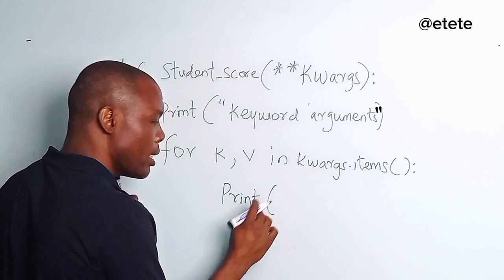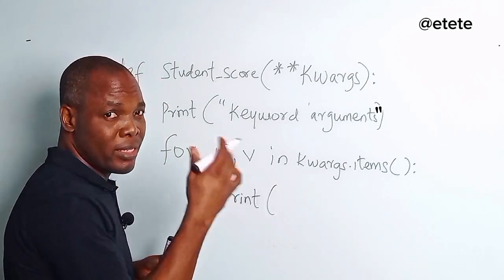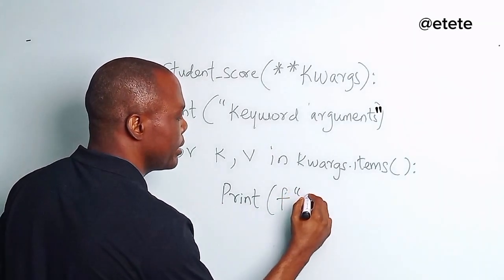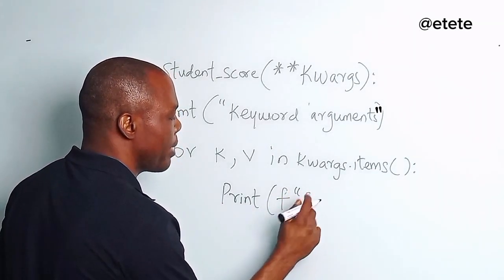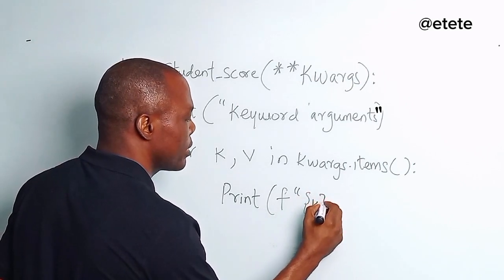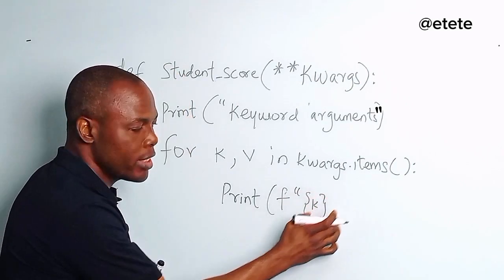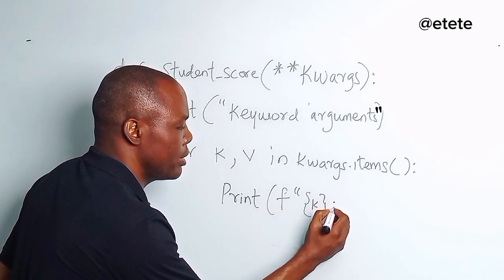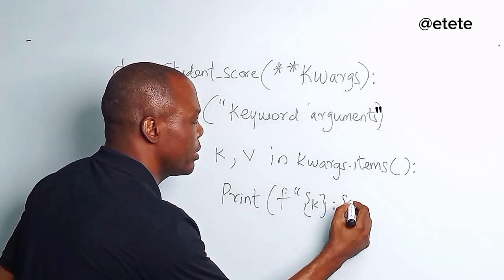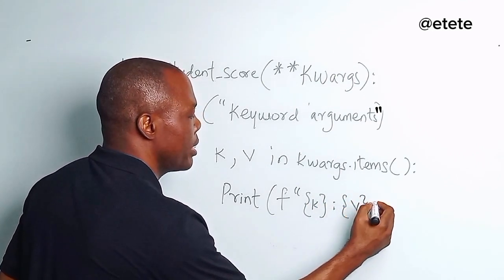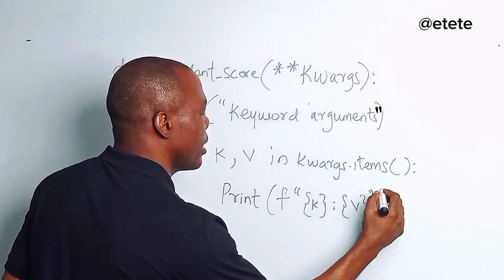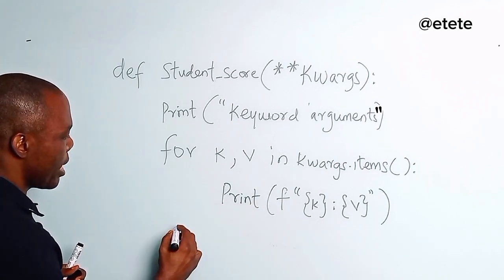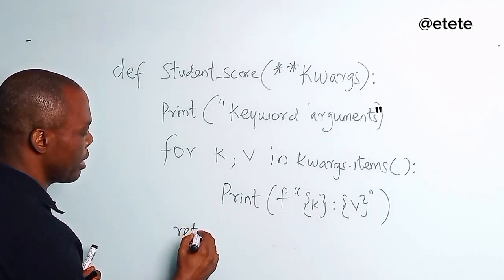Print. Here I'm going to use a format string. F, this is my format string. Then inside this, I'll have a curly bracket, and I'll supply k to it. Inside this string, there is an expression that will have to take place. Then I'll put this here. Then I'll bring another curly bracket, and I will say v. And I'll close this, and then I'll come here and exit the loop, the function, I mean.